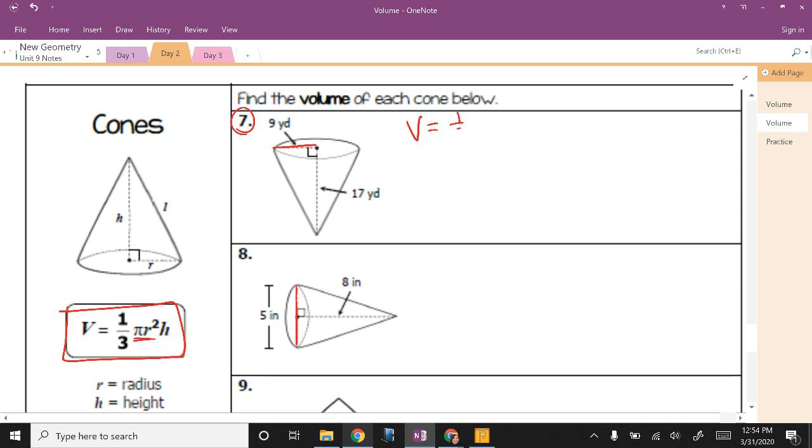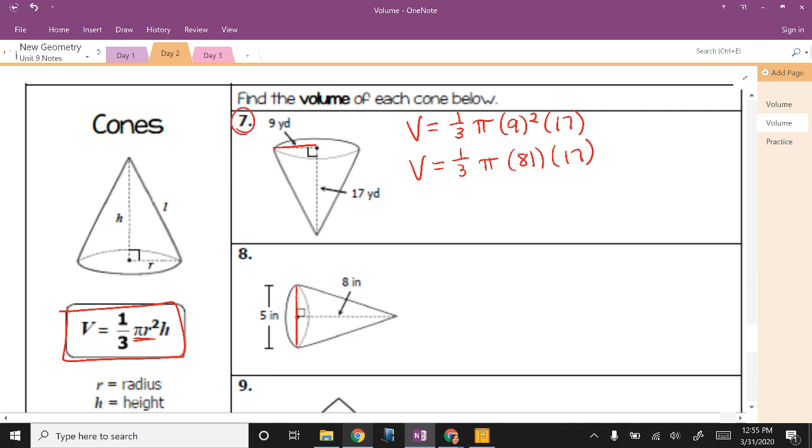V equals 1/3 times pi times r squared times the height. So my radius is 9. So 9 squared times the height, which is 17. So my volume equals 1/3 times pi times 9 squared is 81 times 17. So you always want to do your exponent before you multiply.